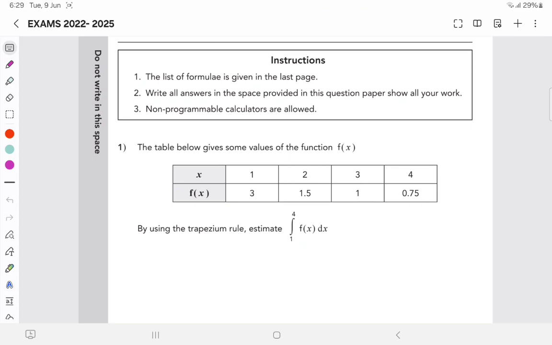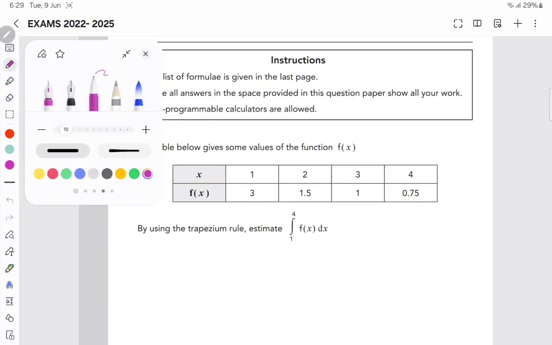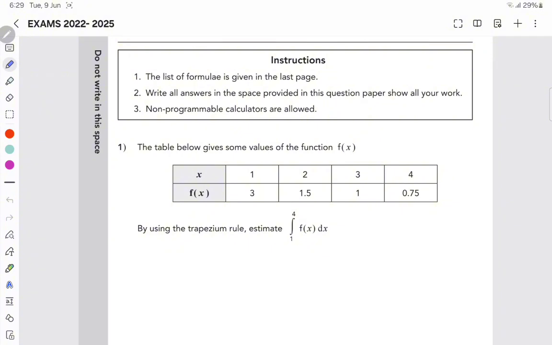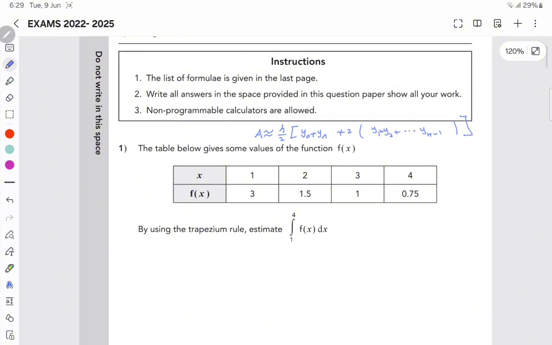Using the trapezium rule, find the answer. As you know, I have a rule for it. To state the value of h, the trapezium rule: area is approximately equal to h over 2 times the first value of y, y0, plus the last value of y, yn, plus 2 times the sum of all between, y1 plus y2 till yn minus 1. And that rule is given in the file.